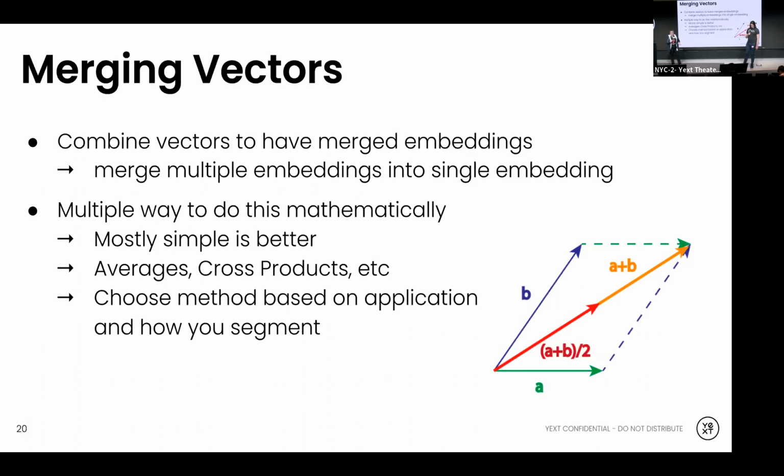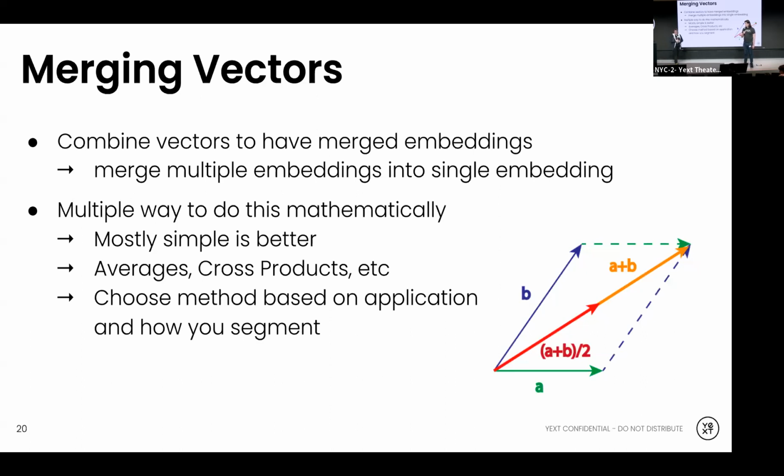There are multiple ways to do this mathematically. Generally, again, simple is better. Average is usually the best option, but cross product, dot products, inner products, sometimes simple addition is a good option as well. It really depends again. Part of that is based on the application and part of it is based on how you're segmenting. So with sentence segmentation, average is really good. But again, just test things and make smart decisions based on what you've already got in your system.